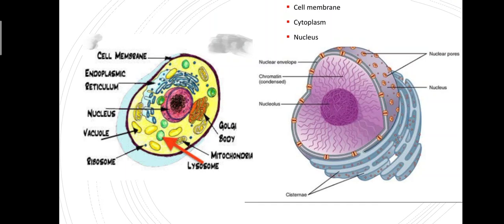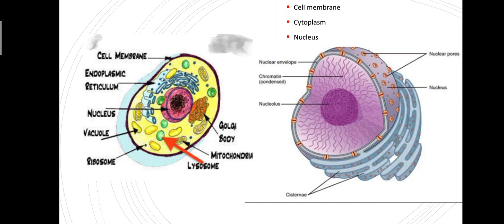Now, the nucleus has some parts. As you can see here, it is labeled nuclear pore. Through these pores, materials enter or exit. Then the nuclear membrane is present, and in the nuclear membrane there is a nuclear pore.